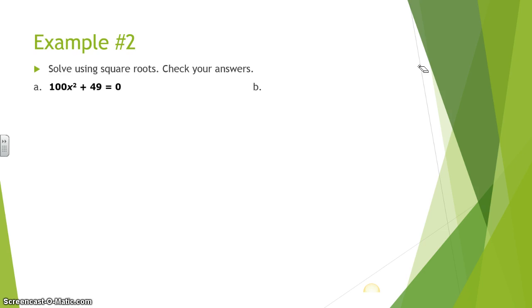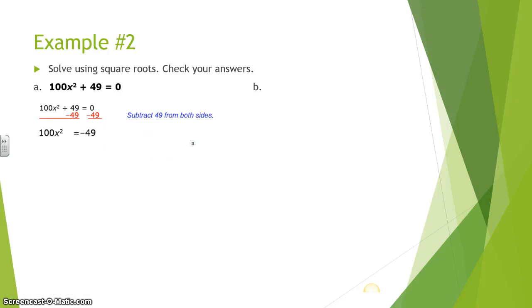Moving on to example 2, it says here solve using square roots and check your answer. Here we have a little bit more involved equations, but don't let that get you too confused because it's still the same idea as the previous slide. Here we have 100x squared plus 49 equals 0. So what we're first going to do is subtract 49 from both sides.